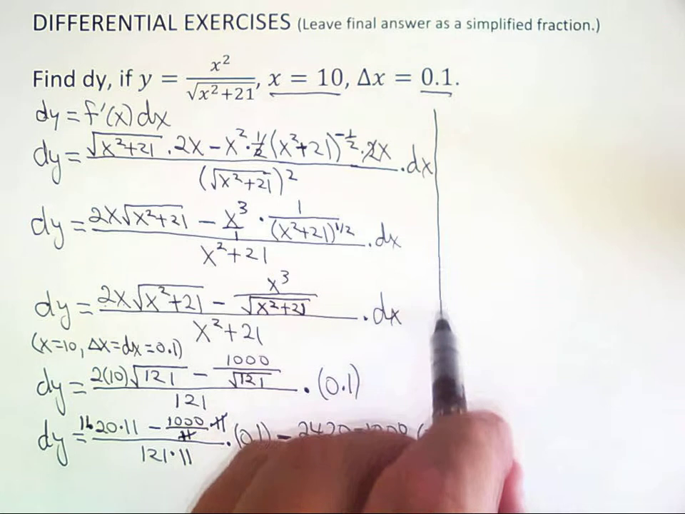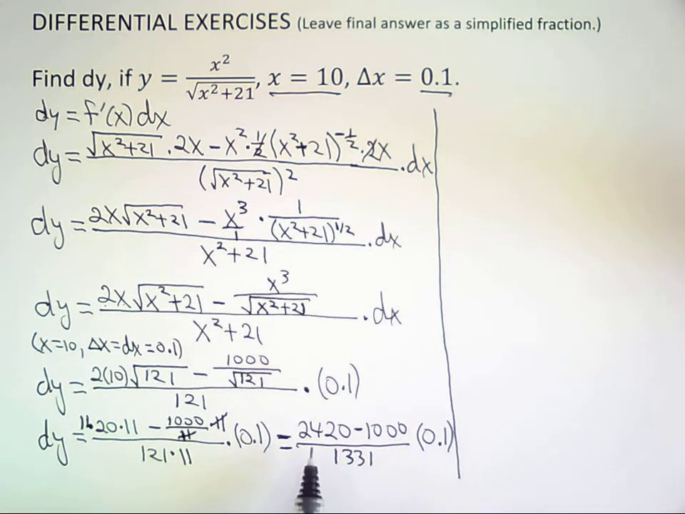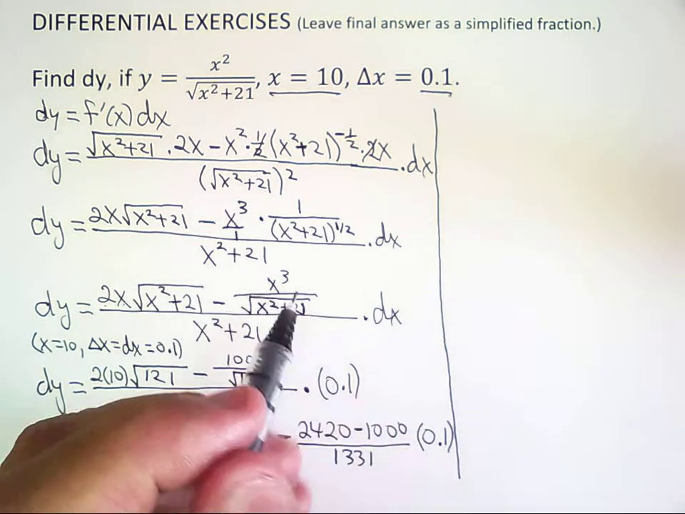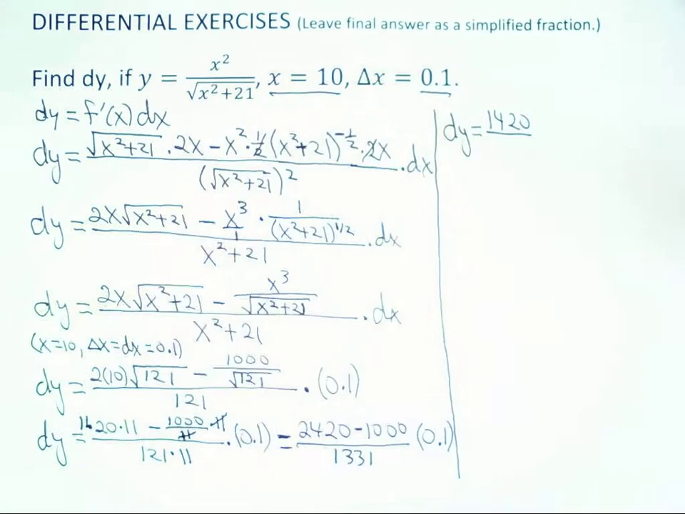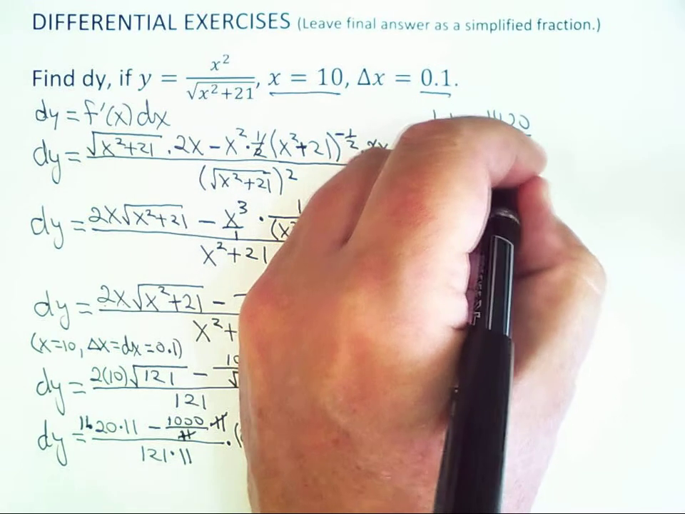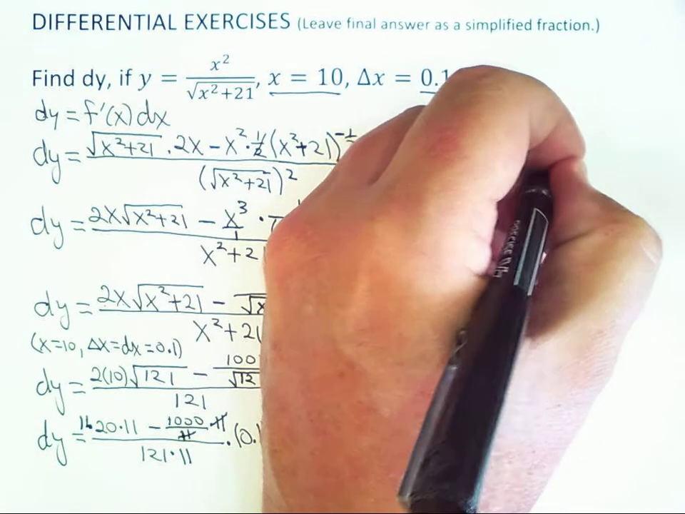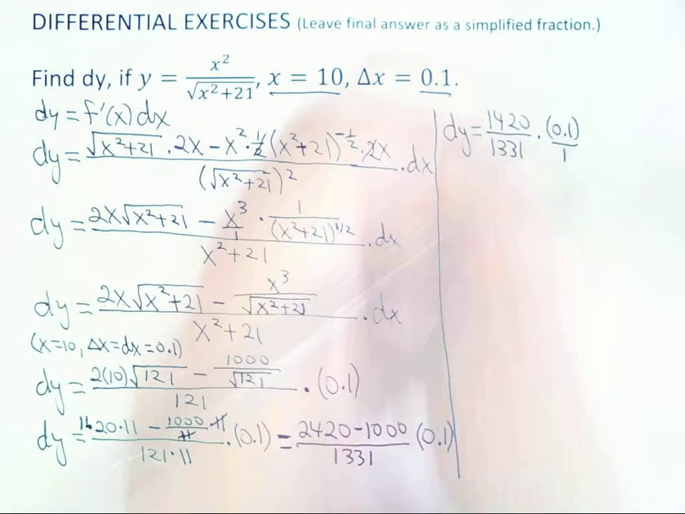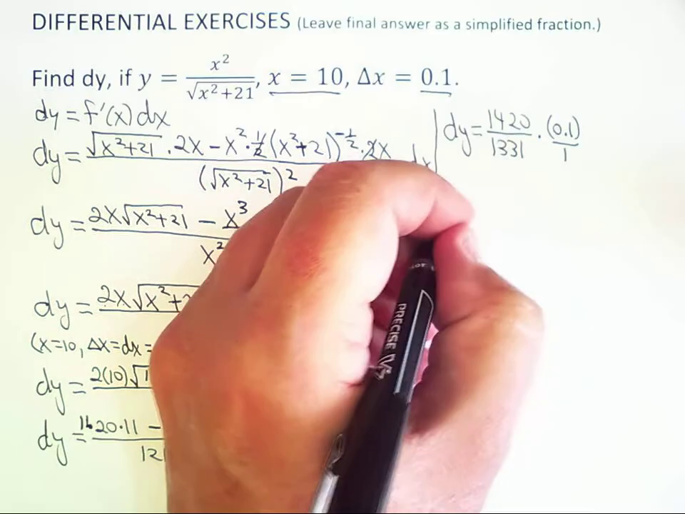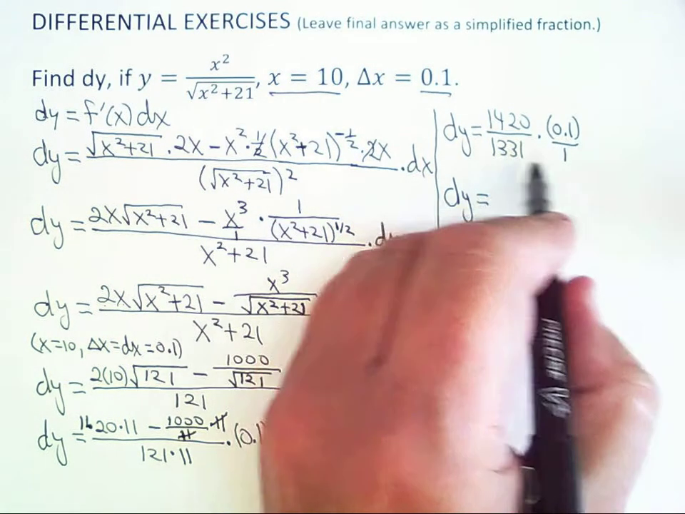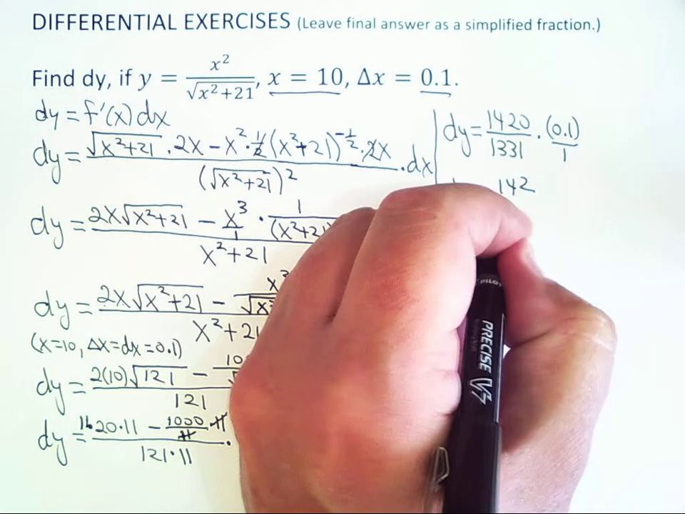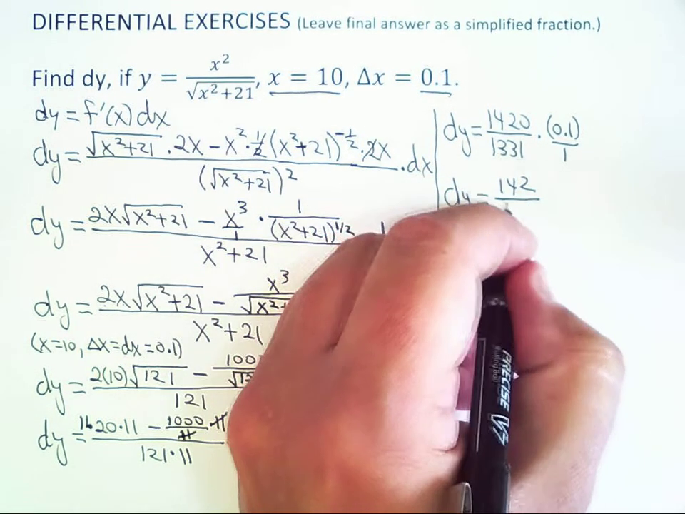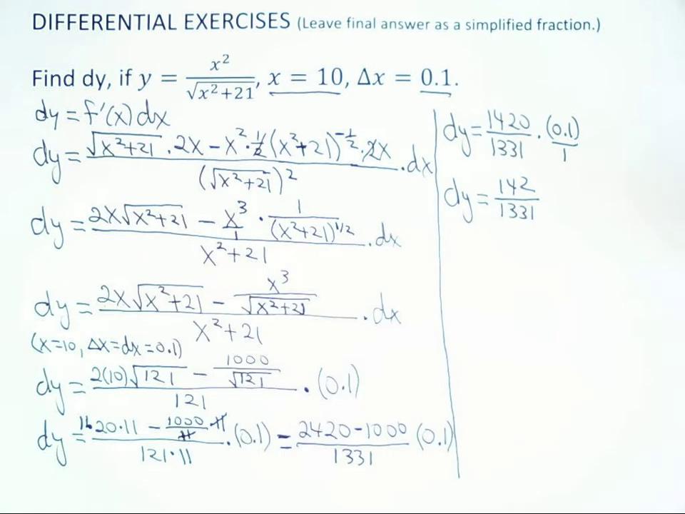Now I'm running out of room down there, so let's move back up. 2420 minus 1,000 is 1,420. So I'd get dy equals 1,420 divided by 1331, and that's still multiplied by 0.1. If you want to think of that as over 1, that might be the best thing to do. So it's top times top, bottom times bottom. Well, 1420 times 0.1 is 142. You can double check that if you like. And 1331 times 1 is 1331.